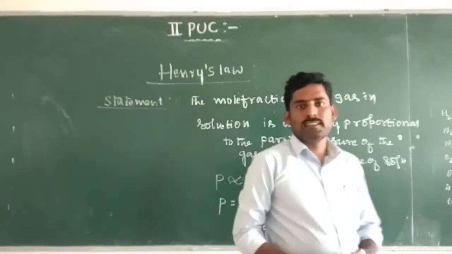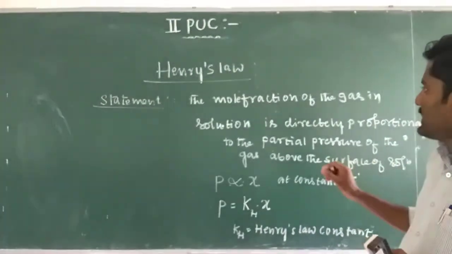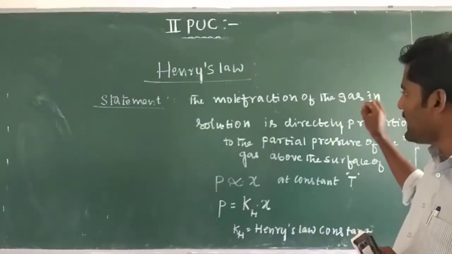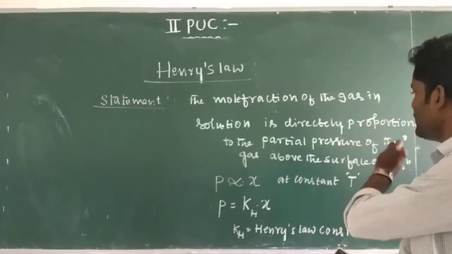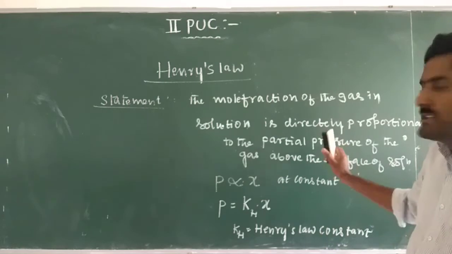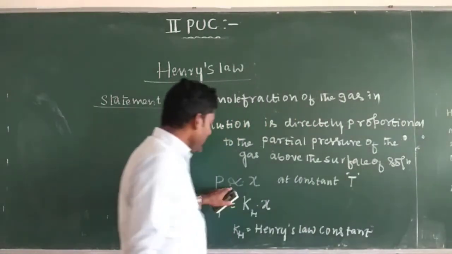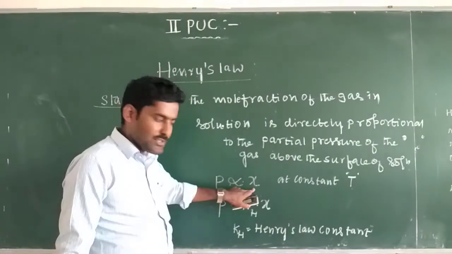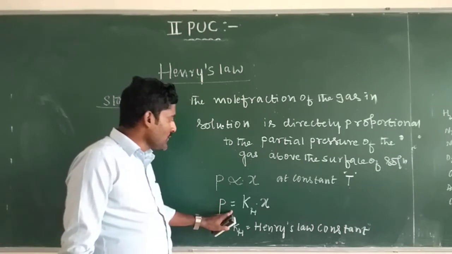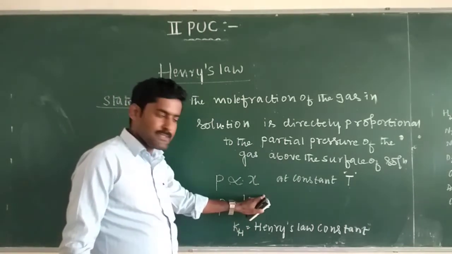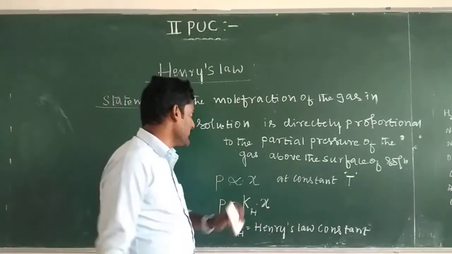Two marks question: State Henry's law. Henry's law states that the mole fraction of the gas in solution is directly proportional to the partial pressure of the gas above the surface of the solution. P directly proportional to mole fraction X at constant temperature, or P is equal to KH into X, where KH is called Henry's law constant.